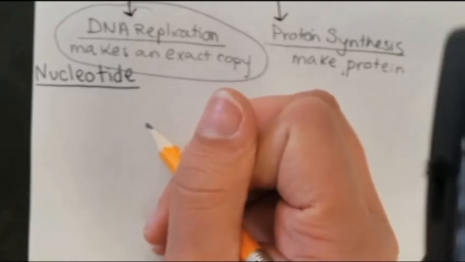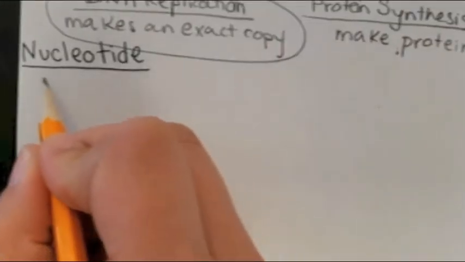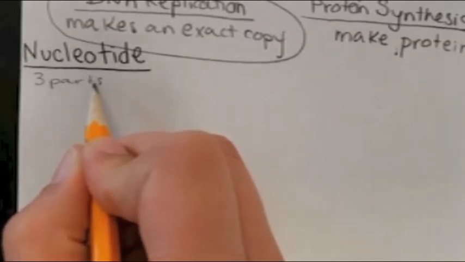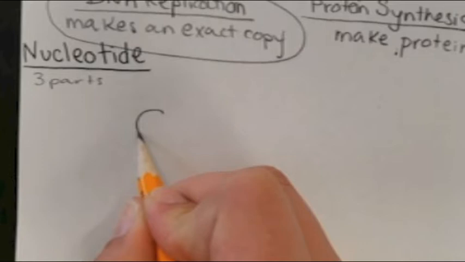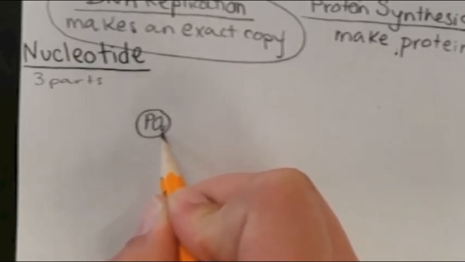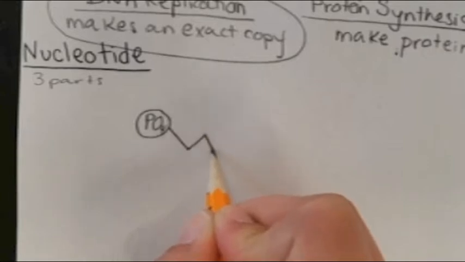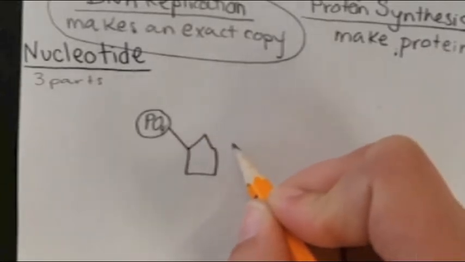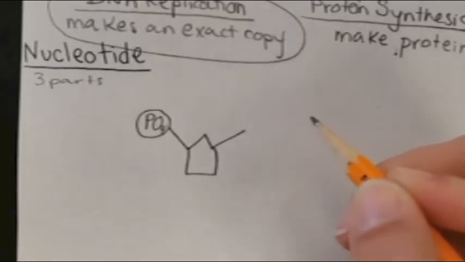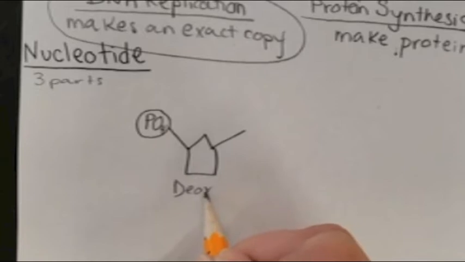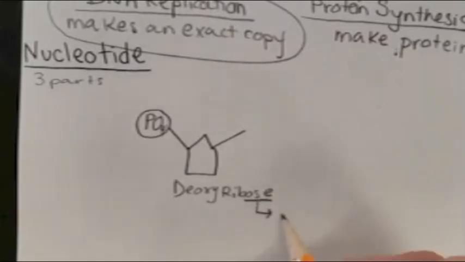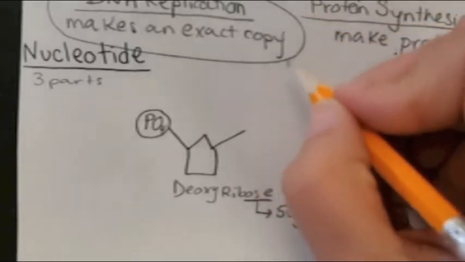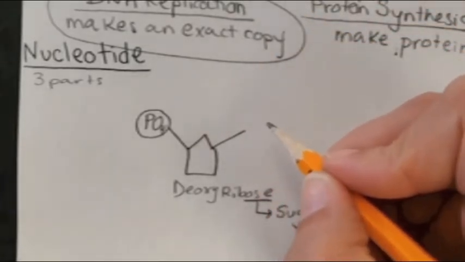So let's draw a nucleotide. Our nucleotide has three parts, okay? 3 parts of a nucleotide. Okay, ready? We have our phosphate, PO4, our deoxyribose sugar that looks like a little house, and then a nitrogen base, right? Deoxyribose sugar. And how do I know that that's a sugar? Well, it ends in OSE, which means it must be a sugar. Remember that? All right. And then we have one of 4 nitrogen bases.